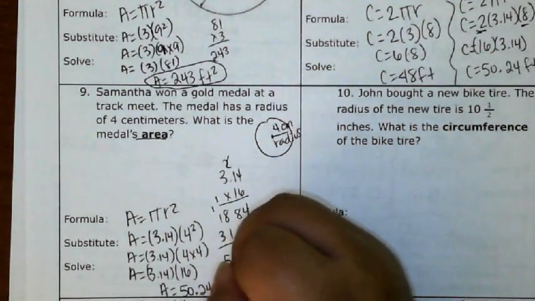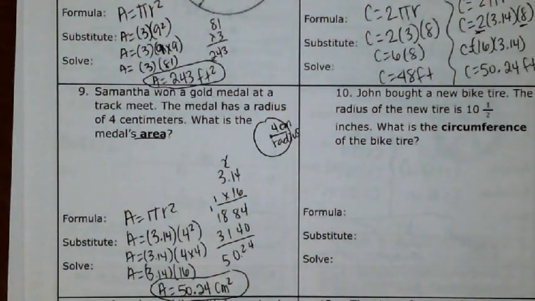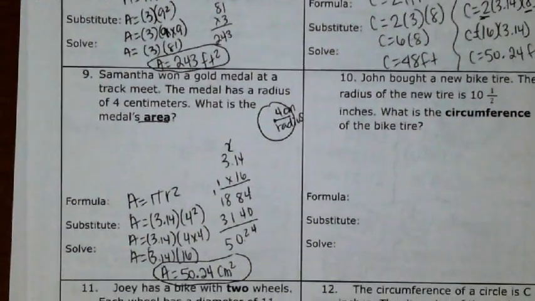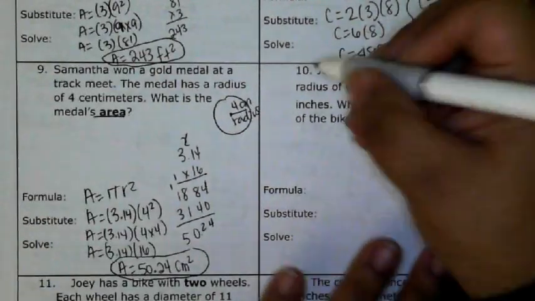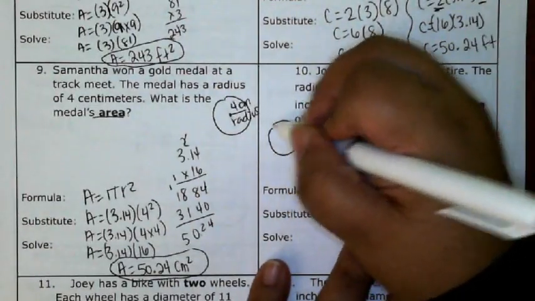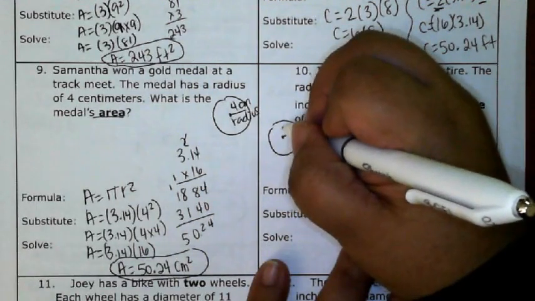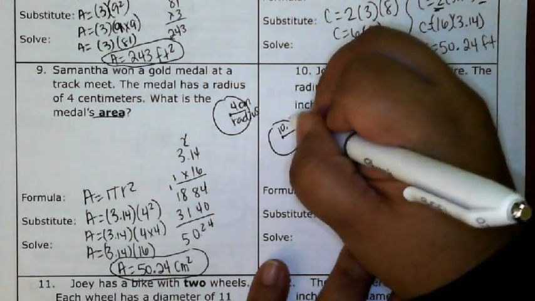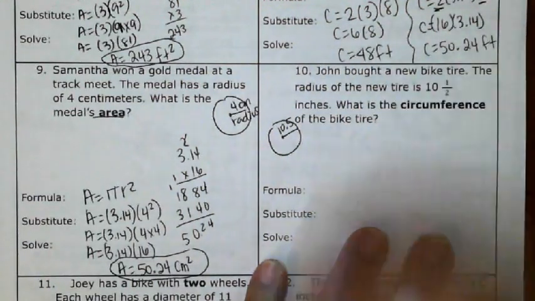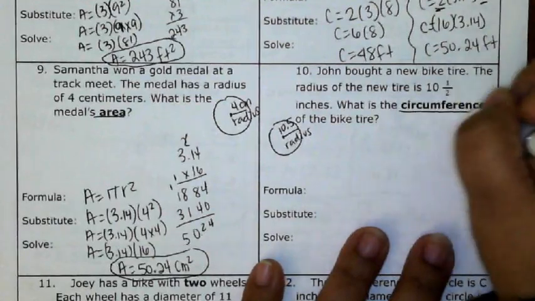Okay? Okay. Now, let's go to number 10. John bought a new bike tire. The radius of the new tire is 10 and 1/2. Now, for this one, remember its radius, that's half of the circle, is going to be 10 and 1/2, but I can change 1/2 to 0.5. And that is radius. It's asking for circumference, so I can use C equals 2 pi r.